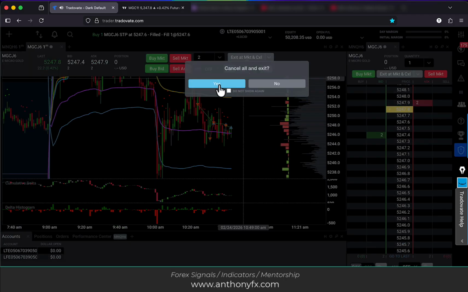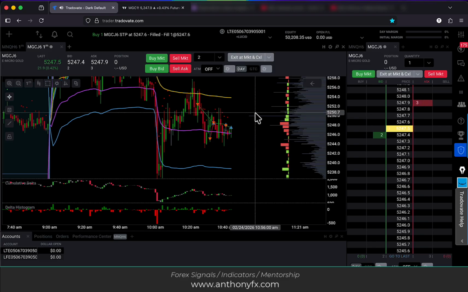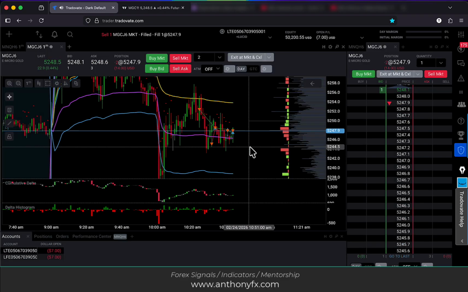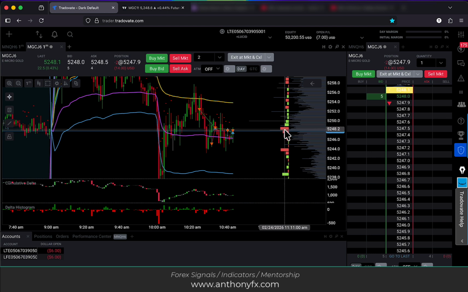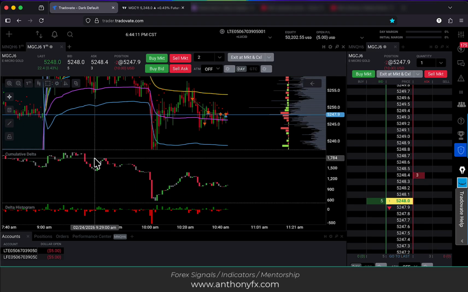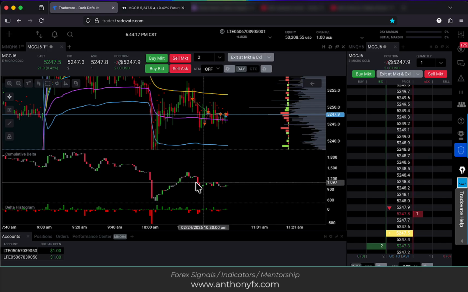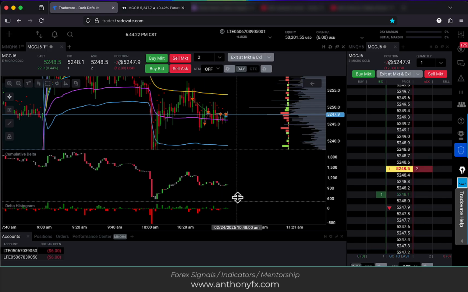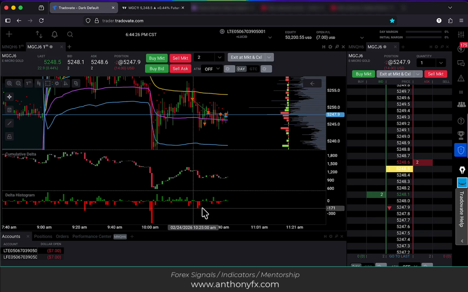I'm just going to click this to make sure I close everything, but my bias is short, so I'm going to sell market again. See, over here on the delta, we've definitely got some bearish orders coming in. Now it's pushing up, and I'm just watching this cumulative delta. That's still bearish, but I want to see some red bars come in here. This is the delta histogram down the bottom.